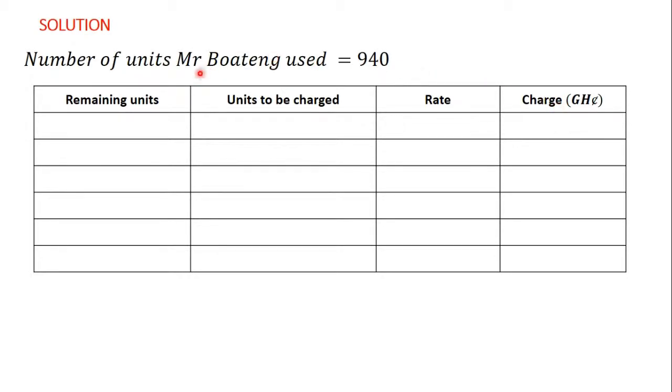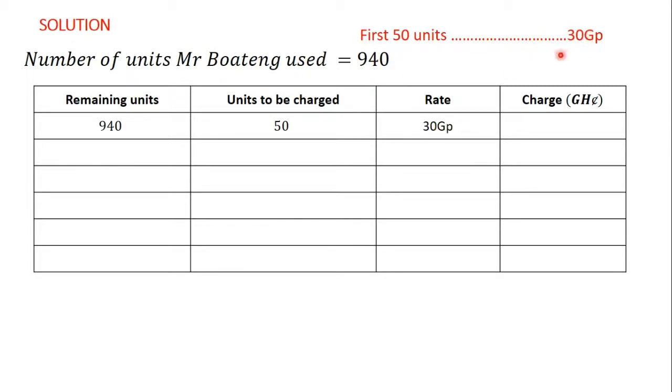Remember that the number of units used by Mr. Boateng is 940. So before we start our calculation, the remaining units will be the same as the number of units used by Mr. Boateng. So the first remaining unit is 940. We will divide this number of units into the groups that we have in the table that was given to us in the question. From the table, the first group is the first 50 units and the rate is 30 Ghana pesos, so it is a fixed rate. This means that the first unit to be charged is 50 and the rate is 30 Ghana pesos.